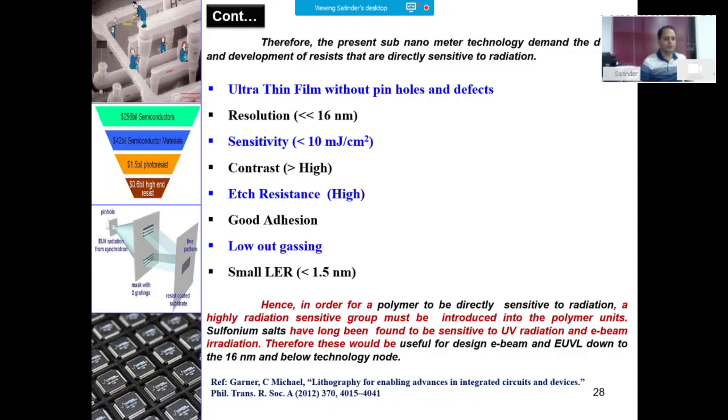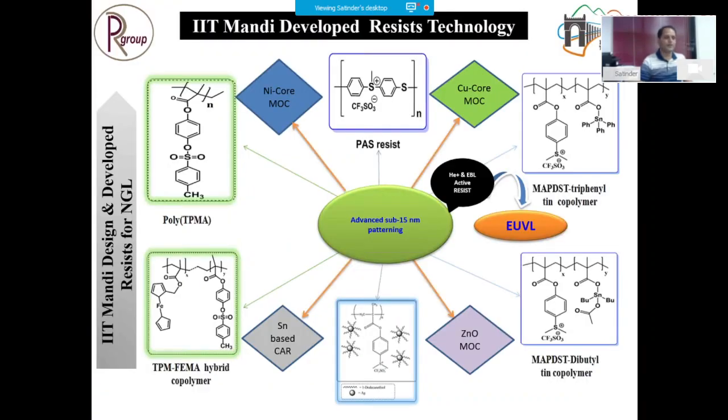So therefore, considering all these fundamental constraints, we have developed resist technology at IIT Mandi, considering the advancement of our knowledge in this direction. We have used the polymer to directly sensitize the radiation, and then we are using the sulfonium salt having a long beam, sensitive to the UV light, and due to that reason we developed the material. So this is our journey from the last couple of years. We developed a set of formulations at IIT Mandi, below the 15 nanometer technology node.